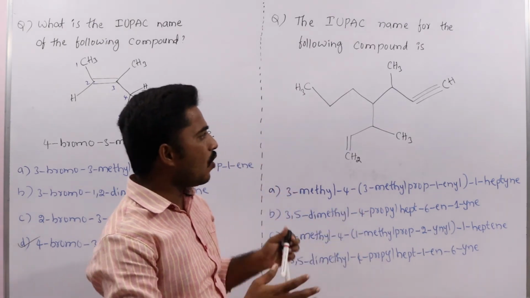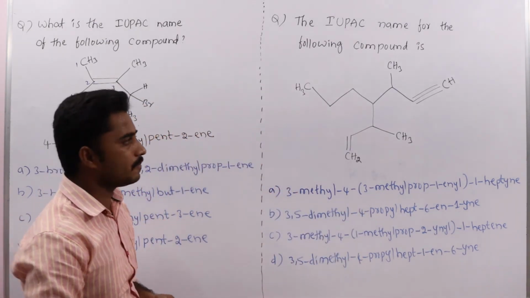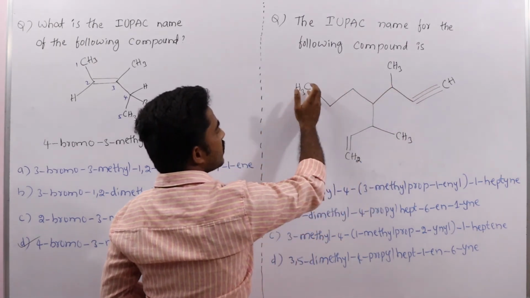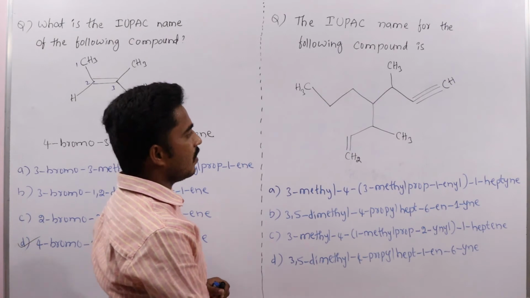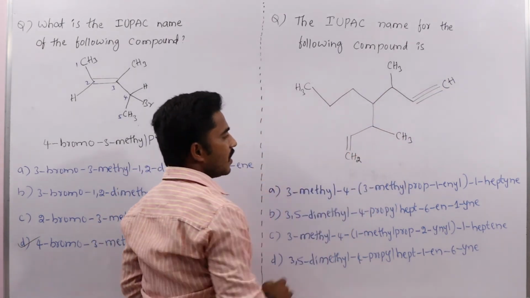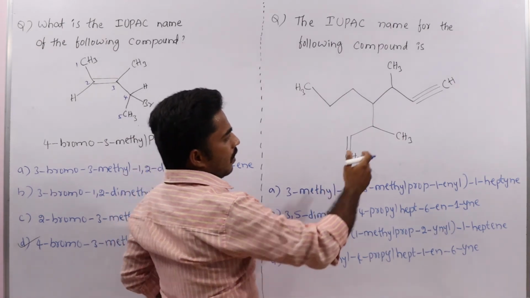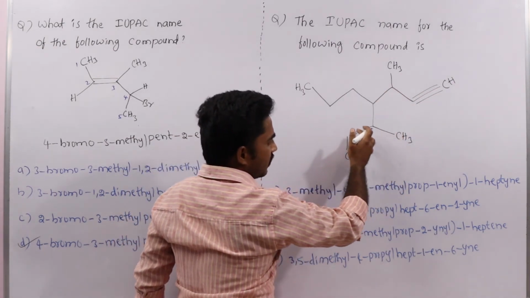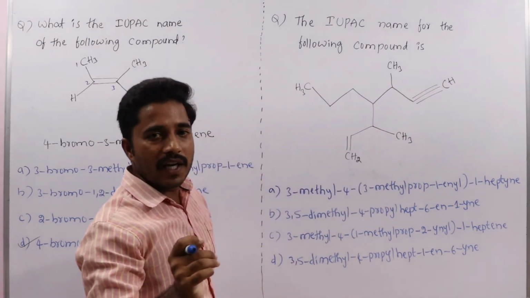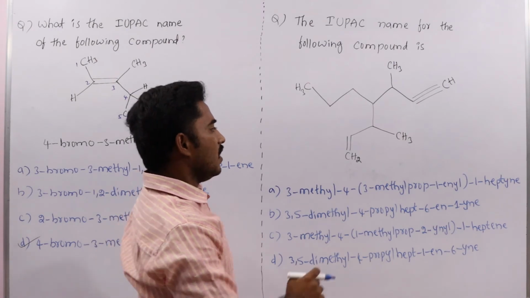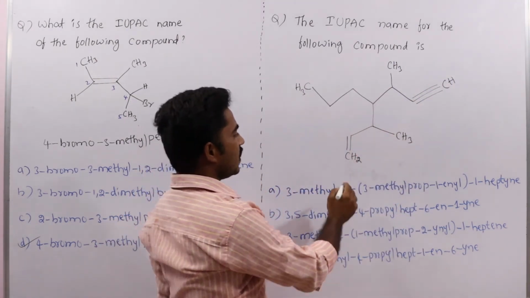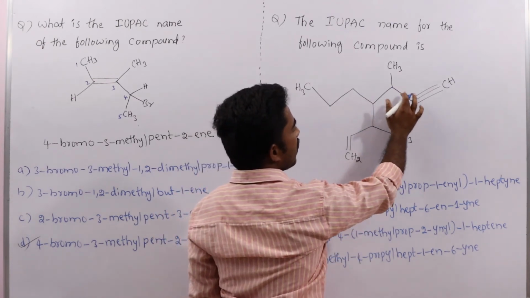So let us see how many longest chain possibilities are there here. 1 2 3 4 5 6 7, 7 carbons in this way, or 1 2 3 4 5 6 7. If you follow this chain, it is getting multiple bonds, so that's why we have to select this one as the parent chain. This chain is the parent chain.